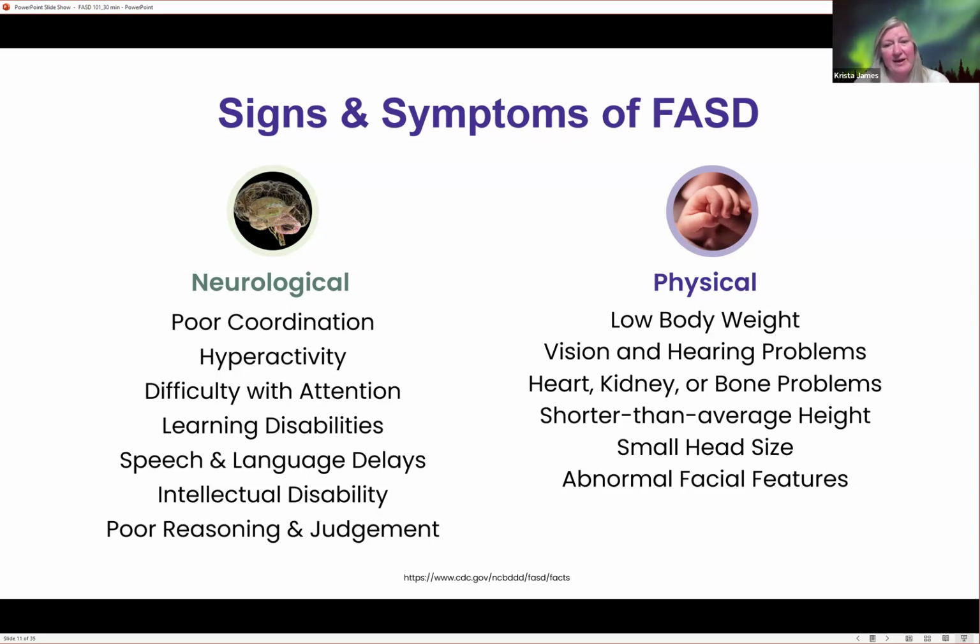And then on the physical side, they could have low body weight, they could have vision and hearing problems, their heart, kidney, or bones could be affected. They may be shorter than average height, have a small head circumference, and they may have those facial features that are associated with full FAS.